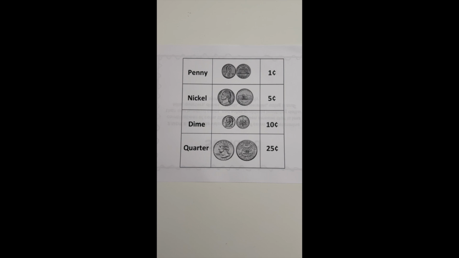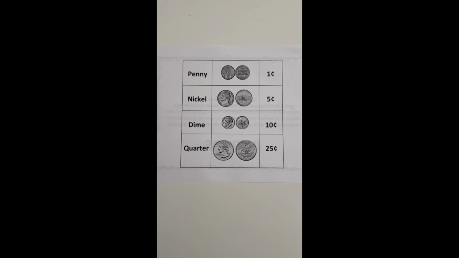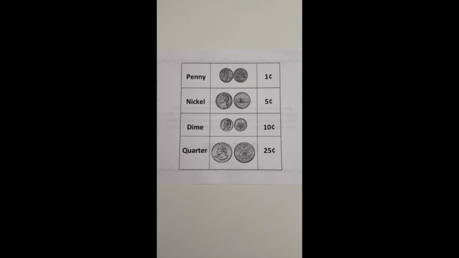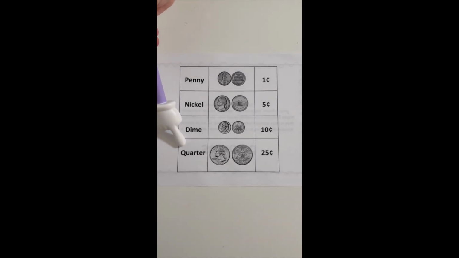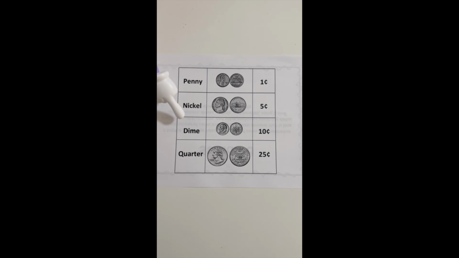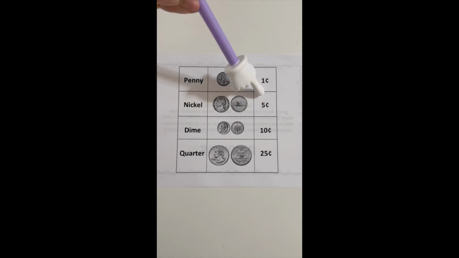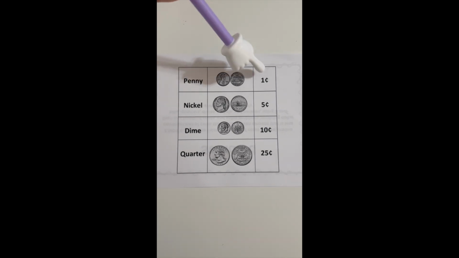I will be focusing on coins and combinations of coins, using amounts less than 100 cents. For this, I will be using quarters, which are worth 25 cents, dimes, which are worth 10 cents, nickels, which are worth 5 cents, and pennies, which are worth 1 cent.